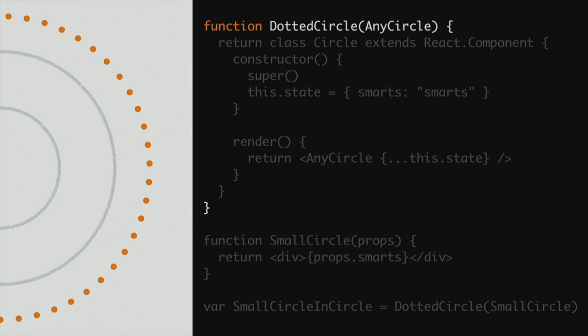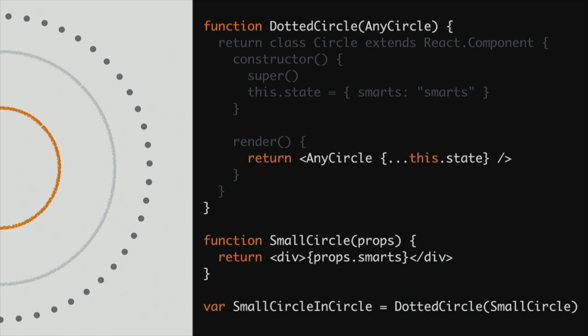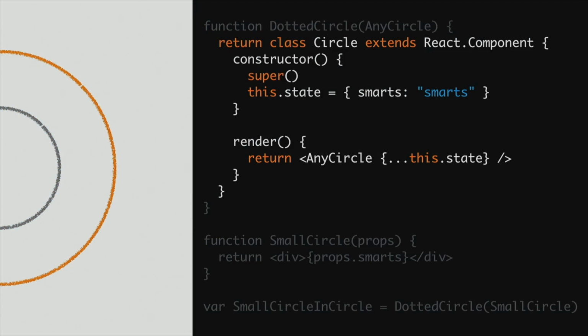So this outer dotted circle on the outside, that is a function. The circles with the solid lines have been components all this time, but this one is a function. And this dotted circle function takes any circle as an argument. So here at the bottom of our code, we have a small circle, which we've been using all this time. We're going to pass small circle into dotted circle and see what happens. We call dotted circle with small circle, and right now let's just assume that it returns it. Okay, it doesn't.